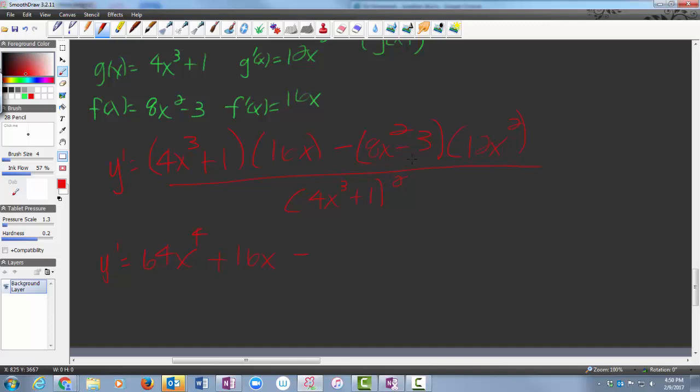Minus 12 times 8 is 96x to the 4th power, and then 12 times 3 is 36. That's going to be a positive because we have minus and negative. 36x squared, all divided by the denominator squared.